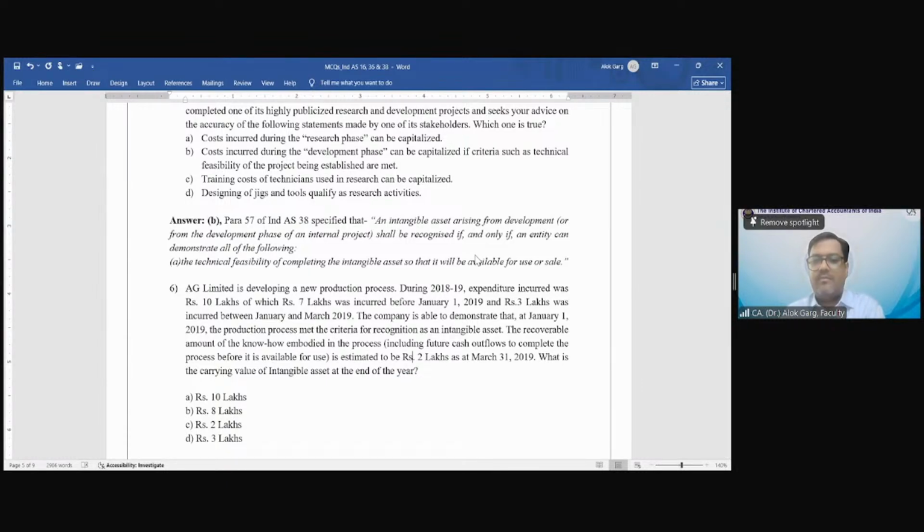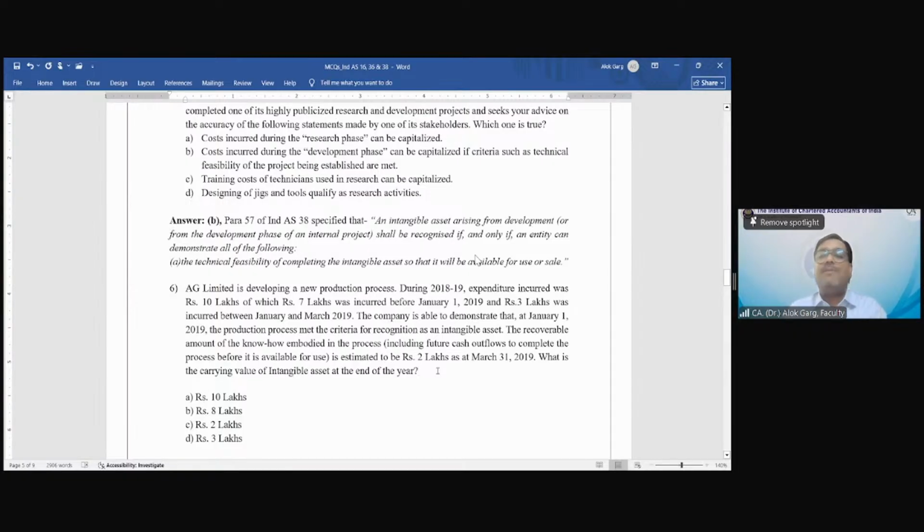Market value. Recoverable value is given. So the intangible asset's carrying value was 3 lakh. Recoverable value is 2 lakh. This indicates impairment. So what is the carrying value of the intangible asset at the end of the year?